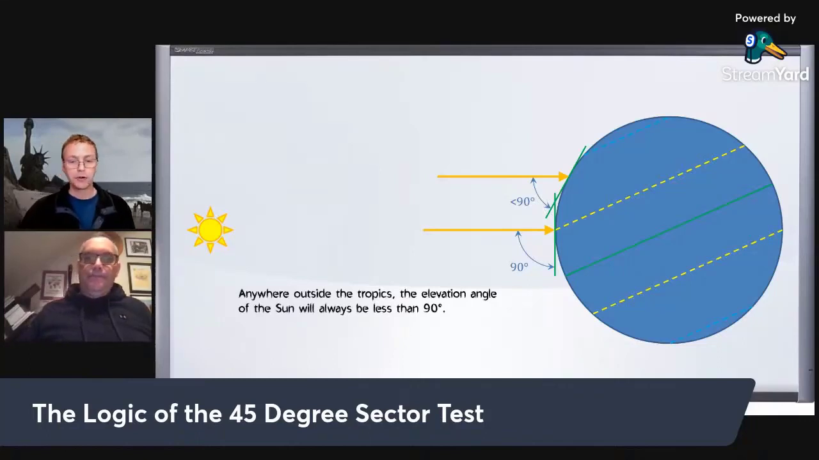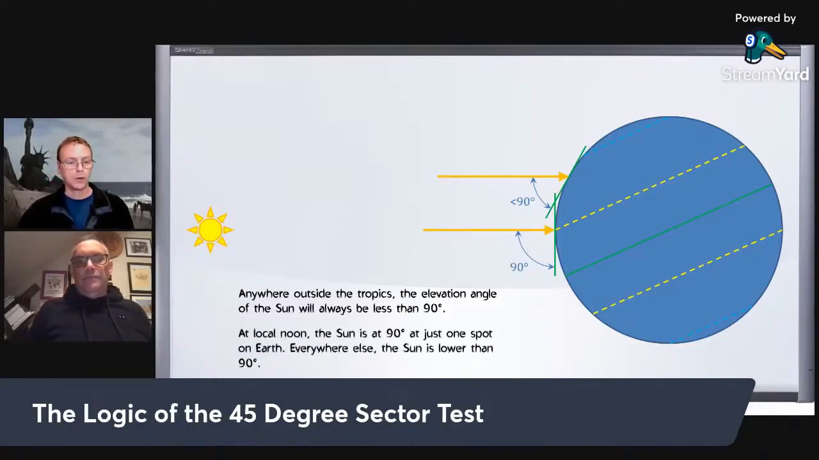If you're outside the tropics, right, this is the tropics, anywhere outside there, the sun can never get to 90 degrees. That's right? Correct, in the model. Yeah, according to the model. Okay, and at local noon, the sun is at 90 degrees at one spot on the Earth. That's here, and if you're north of that spot, it will be less than 90 degrees.